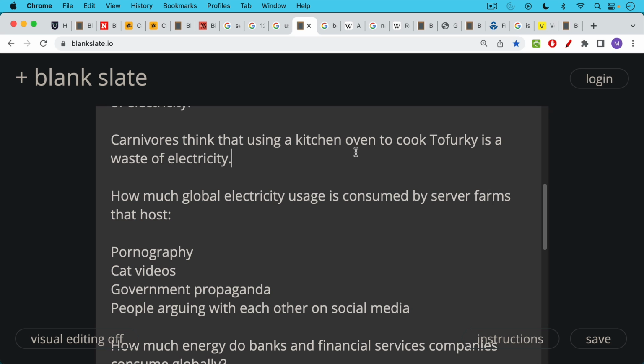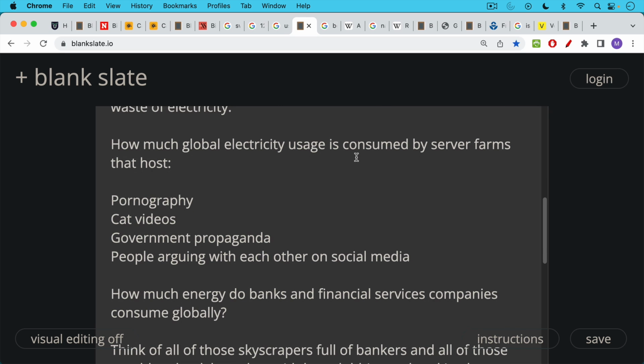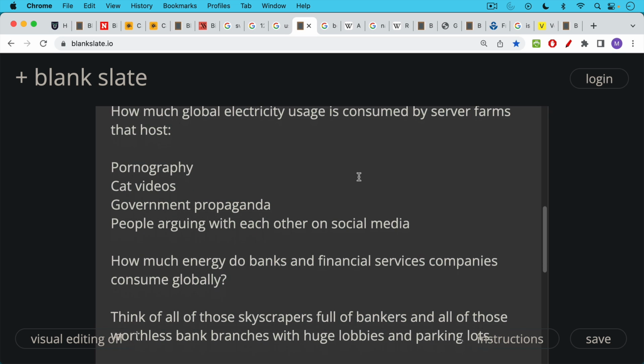Bitcoin's critics should ask: how much global electricity usage is consumed by server farms that host pornography, cat videos, government propaganda, central banker propaganda, and just people arguing with each other and being mean to each other on social media? That being said, people seem to like these uses of the internet, and so they continue to exist, even though some of them are extremely toxic, like government propaganda. Pornography is obviously a very toxic, addictive thing for young men as well.